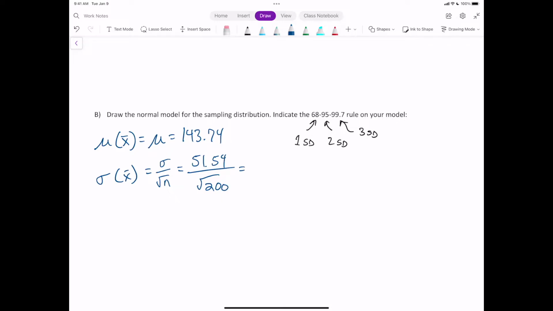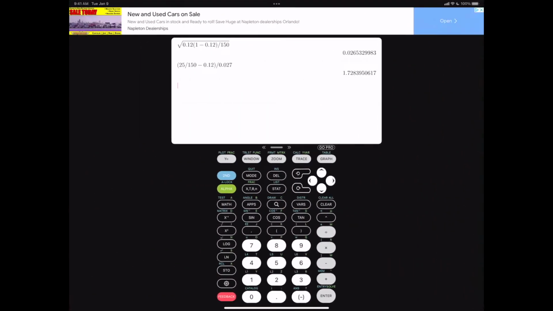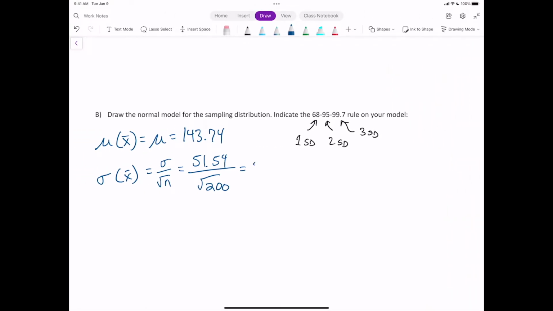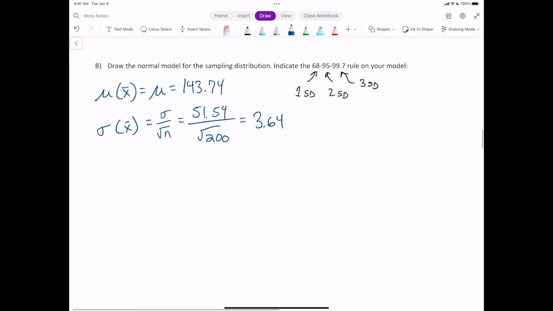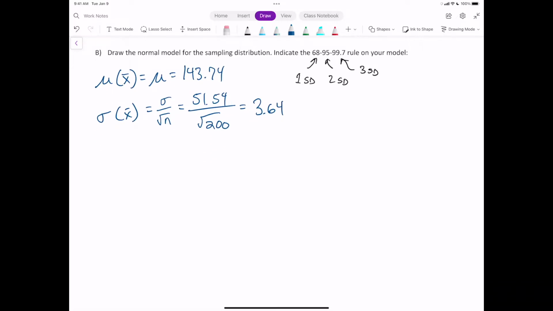Okay, and what is this going to give us? Let's go out to 2 decimal places. So I'm going to go to my calculator here. I'm going to do 51.54 divided by the square root of 200, and we get 3.64. Okay. All right. So what's the normal model going to look like? It's going to be as follows.